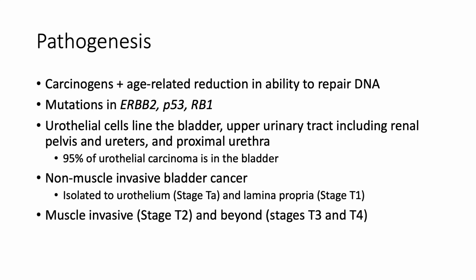Your urothelial cells line the bladder, but they also line the upper urinary tract, including the renal pelvis and ureters, and the proximal urethra. So you can have urothelial carcinoma in any of those areas, but 95% of it is going to be in the bladder. When you diagnose this, you're going to classify it based on whether it's invasive or not. If it's not invasive in the muscle, it can be isolated to the urothelium or the lamina propria. That's going to be managed differently than cancer that is invasive in the muscle and beyond.